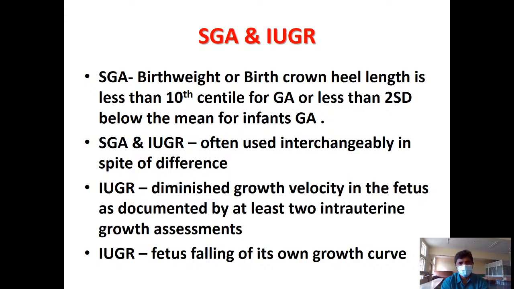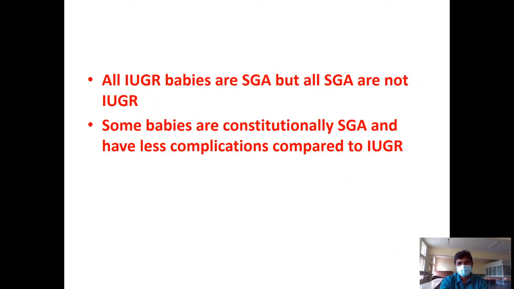So what is an IUGR baby? An IUGR baby has a diminished growth velocity in the fetus as documented by at least 2 intrauterine growth assessments. Basically, the fetus is falling off its own growth curve, and then you label the neonate as an IUGR baby. The norm is that all IUGR babies can be SGA, but all SGA babies cannot be IUGR. Some babies are constitutionally small for gestational age and have fewer complications compared to IUGR.